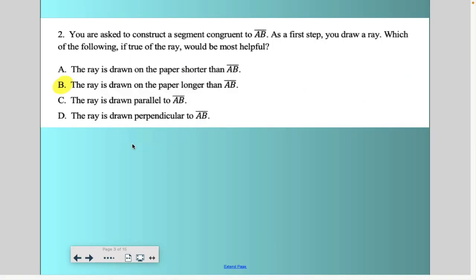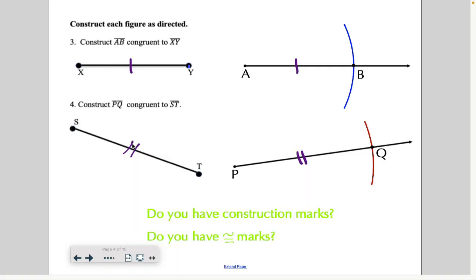Number 2, you're asked to construct a segment congruent to AB. That's also called copying a segment. As a first step, you draw a ray. Which of the following, if true of the ray, would be the most helpful? Well, obviously, A would be out. C wouldn't be helpful. D wouldn't be helpful at all. B would be your best bet. Okay, let's get to the good stuff.